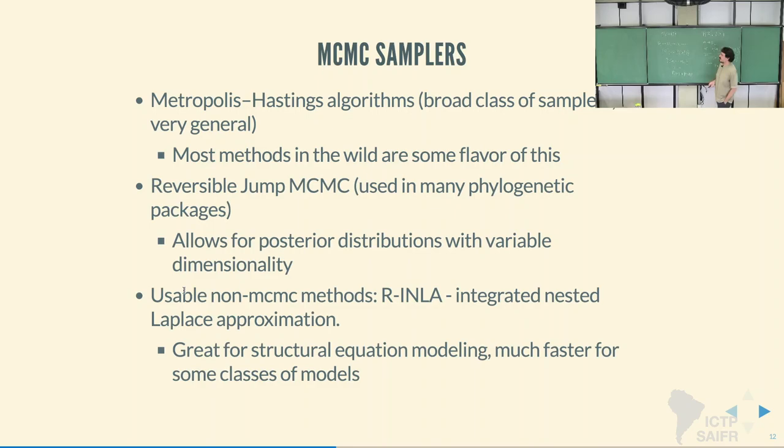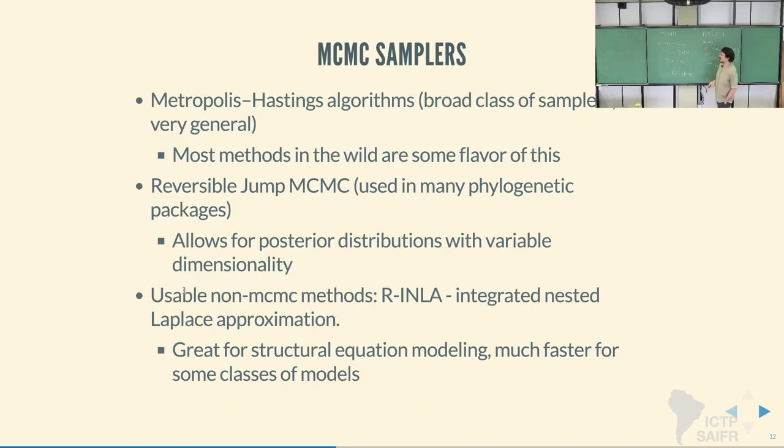There are some usable non-Monte Carlo samplers or model fitters. I will point out R-INLA is a very powerful R package for doing Bayesian model fitting that does not use sampling. It uses other approximations of the posterior distribution. It's much faster in some cases because you don't have to go through with the sampling. But it fits a limited class of models. So if you can fit your model in R-INLA, I recommend you do so because it's very fast. But you have to learn a whole new syntax, and the class of models that it fits is not that general, but very useful if you ever run into this.